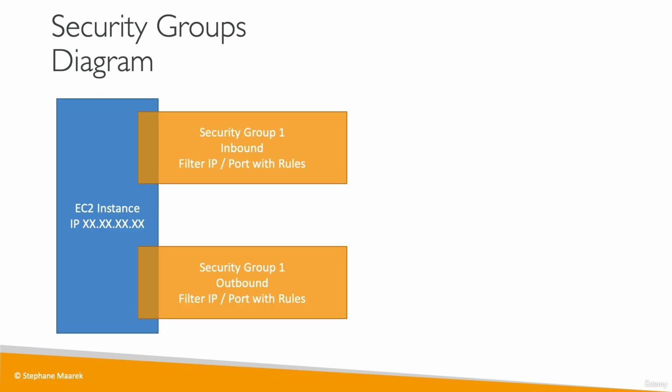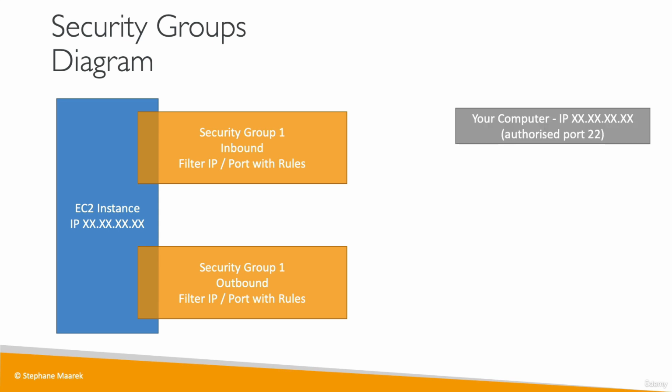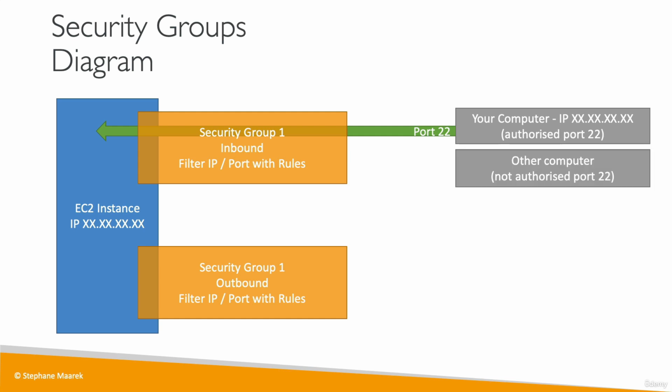Now let's look at the diagram, right? So we have our EC2 instance, and it has one security group attached to it that has inbound rules and outbound rules. So I've separated them onto this diagram. So our computer is going to be authorized on, say, port 22, so the traffic can go through from our computer to the EC2 instance. But someone else's computer that's not using my IP address because they don't live where I live, then if they try to access our EC2 instance, they will not get through it because the firewall is going to block it, and it will be a timeout.